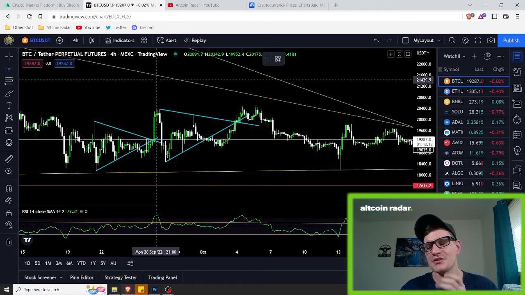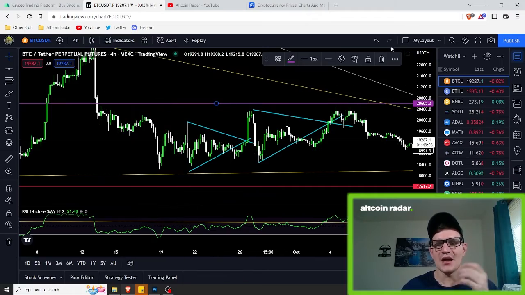You can find these pennants or flags pretty much everywhere. I mean, they are literally on every single time frame. It's not even funny, they're literally everywhere. You can find them pretty much anywhere, honestly.